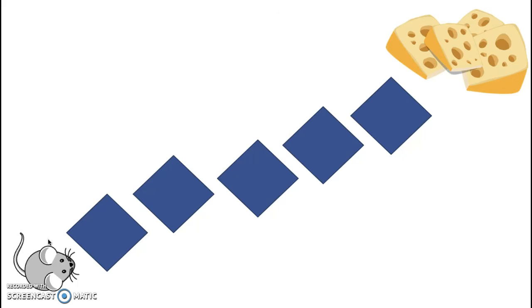All right, the mouse wants to get all the way to the cheese. And our first number is 38. Okay, so I want you to go ahead and think. If we're at 38, what number is going to come next? 38, and one more would be, good, 39.